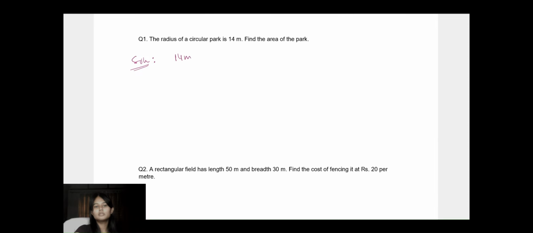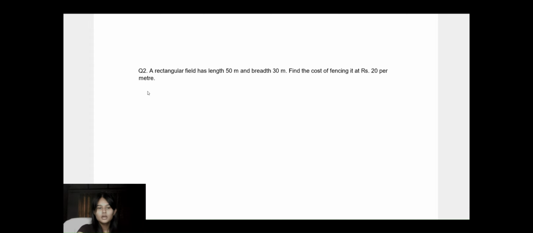Radius is given as 14 meters, and we have to find the area. So pretty simple: pi r square, that is 22 by 7 into 14 into 14. That is 7 into 2, which equals 616 square meters. Alright.